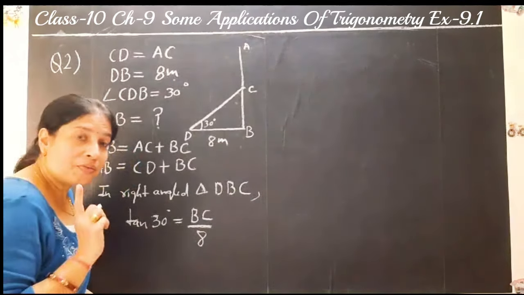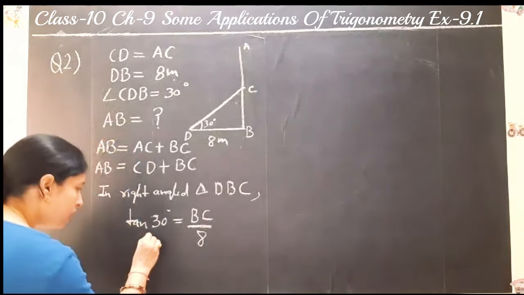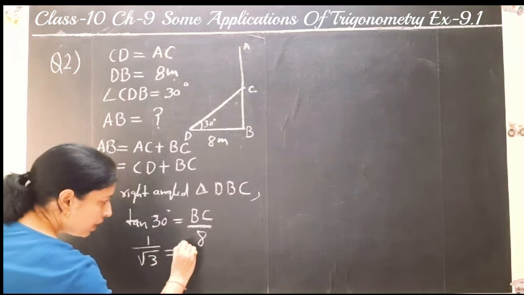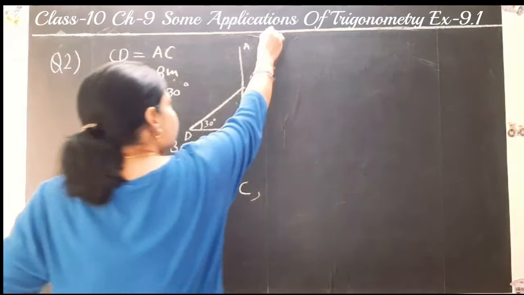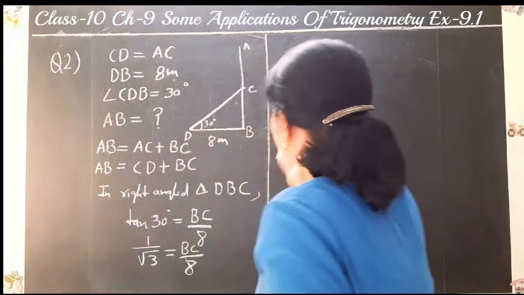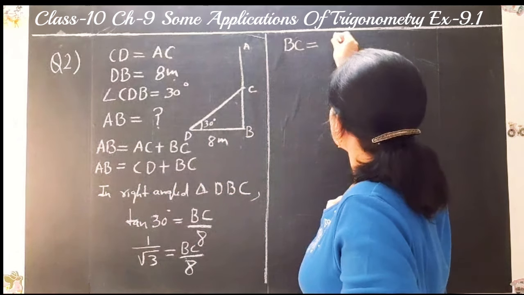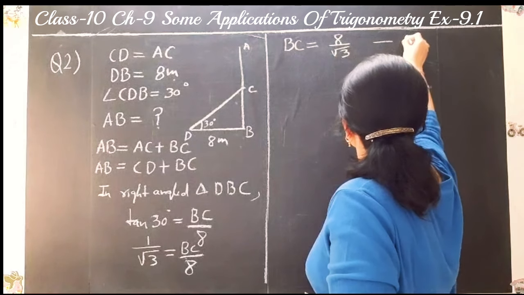And what is the value of tan 30? Tan 30 is equal to 1 by root 3. So write here 1 by root 3. It is equal to BC by 8. So what will be BC? Do cross multiplication. So BC will be 8 by root 3. Write here 1.